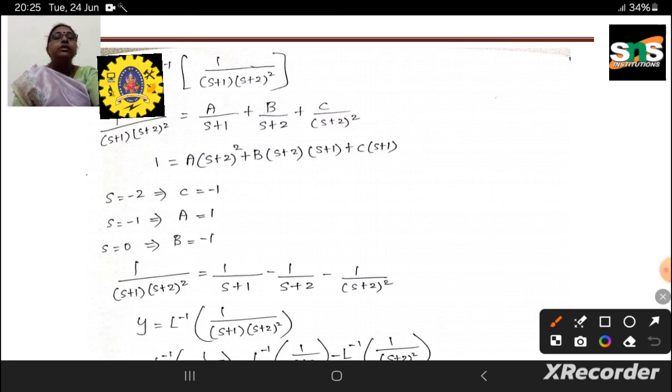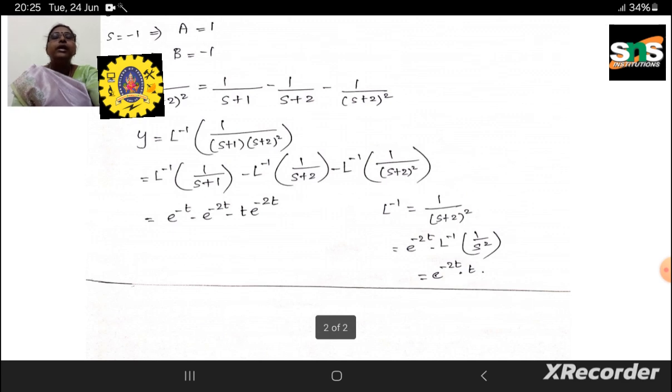Here we have three roots, so we choose three constants a, b, c. s plus 1 equals 0 means s equals minus 1, s plus 2 equals 0 means s equals minus 2, and one more we can choose easily, s equals 0. Based on this, we get the c value, s equals minus 1 gives the a value as 1, and s equals 0 gives the b value as minus 1. Applying all the values instead of a, b and c, we get the Laplace expression.